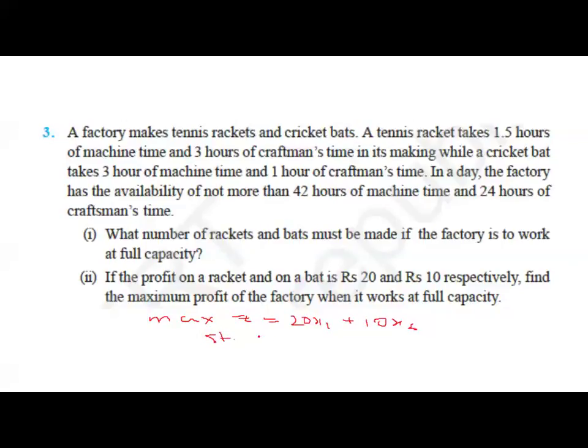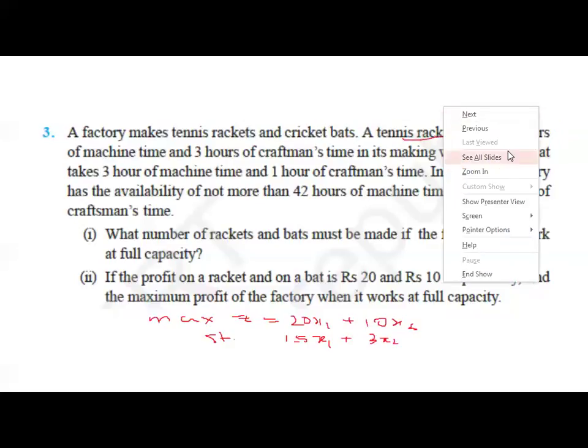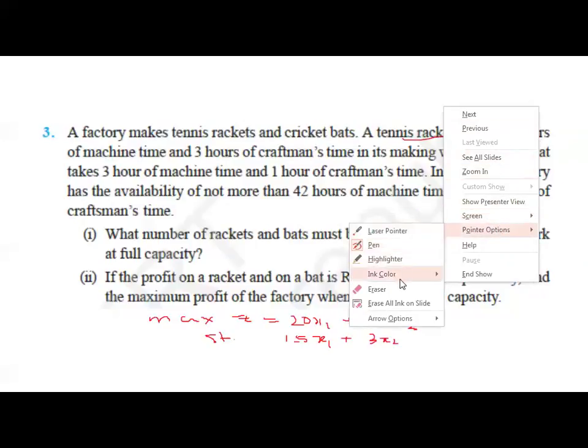Subject to what? Well, first let's take machine time. So 1.5x1 is the machine time required for x1 tennis rackets. And how much is for cricket bats? 3x2. No, read the problem carefully. Let me underline it so you can see. Look at machine time. Oh, this is an underline. How do you undo? You have to erase it.